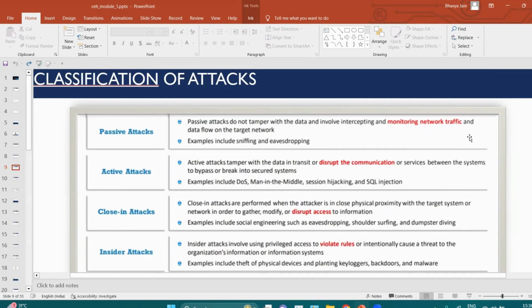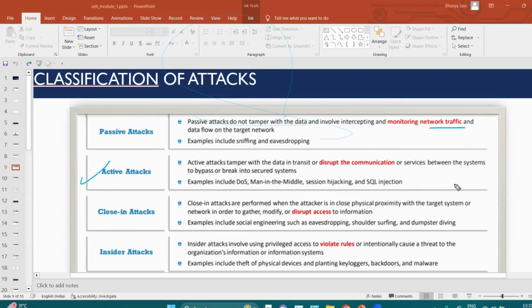You are not interacting with that target directly. That is a passive attack. For example, you are intercepting something, or you are monitoring the network traffic or data flow of the target network. You are collecting the packets of the target machine without the target knowing. Examples are sniffing and eavesdropping.